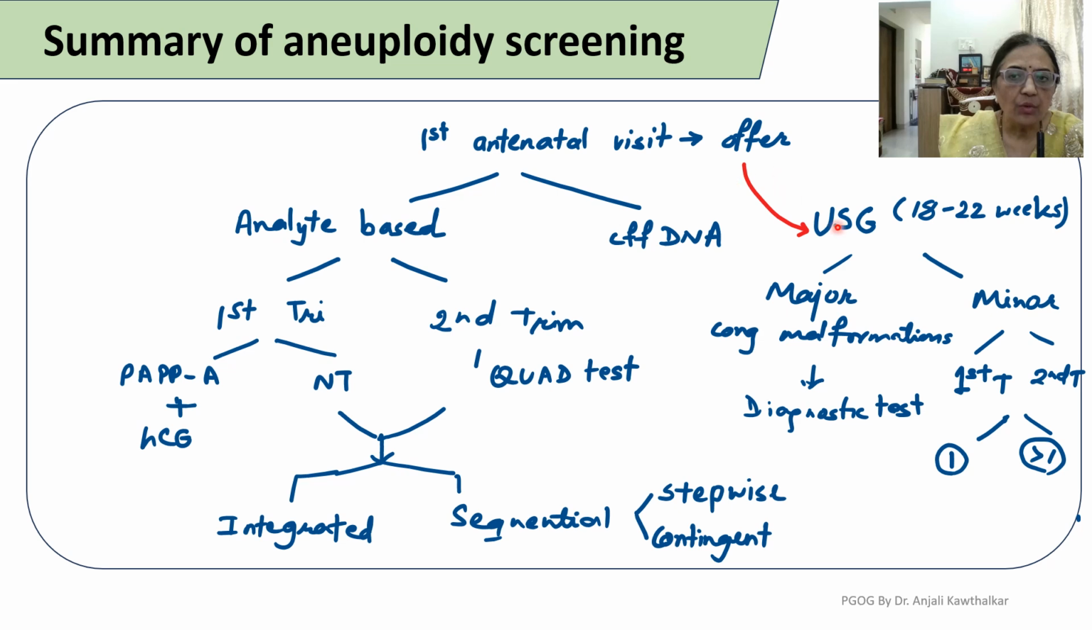Ultrasonography is to be offered universally to all women from 18 to 22 weeks of pregnancy to detect either major or minor markers. Major congenital malformations or minor markers are also called soft markers. Major congenital anomalies are an indication to go directly for diagnostic testing, whereas if minor markers are there, an isolated single marker is an indication for screening, whereas if more than one minor soft marker is present, then the risk needs to be reassessed mainly to decide about the need for diagnostic testing. Minor markers we can divide into first trimester as well as second trimester minor markers.